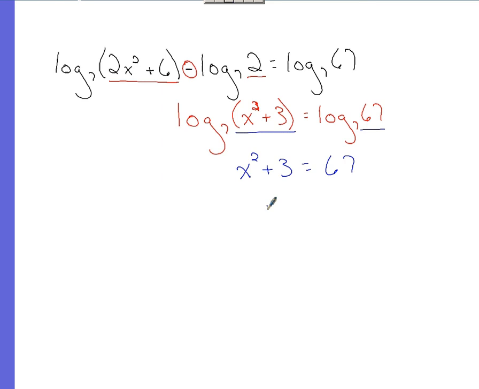Okay, subtract 3. We're going to have 64, right? X squared equals 64. Take the square root of each side. Now, you're solving, so when you take the square root, you've got to remember the plus or minus. So here it'd be plus or minus 8. Question is, when you take positive 8 plug back in, or when you take negative 8 plug back in, does it work?